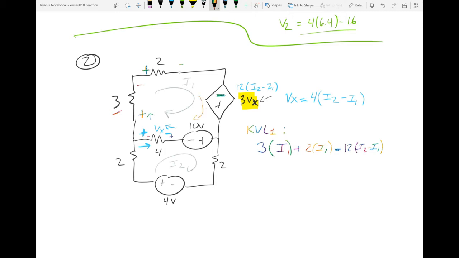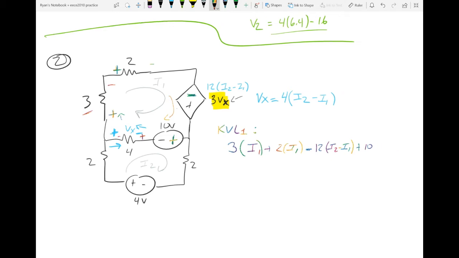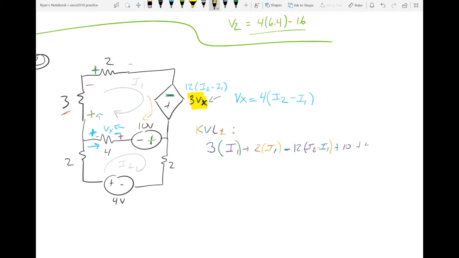Come around, I get to the plus side of this 10 volt, plus 10, and then finally, you can write this as plus 4 times I1 minus I2. You could also write it as minus Vx. If you write it as minus Vx, that's fine, because you'll see that if you write minus Vx, you just get the opposite of what I wrote, and then equals 0. At this point, you just want to clean everything up and get all your like terms together. So this is going to be 3, 4, 5.